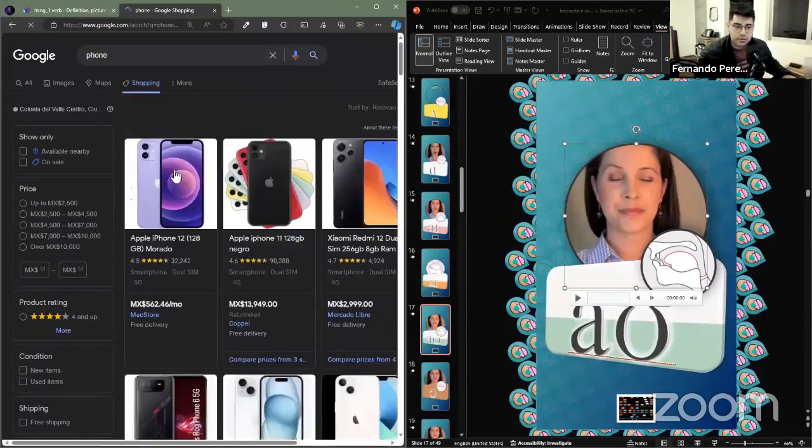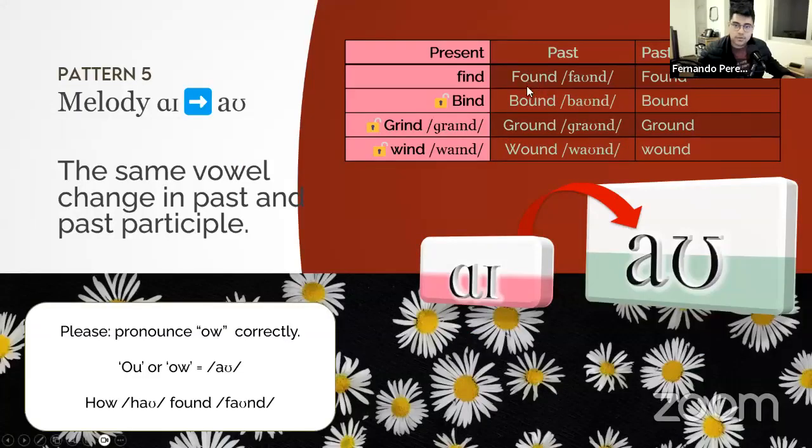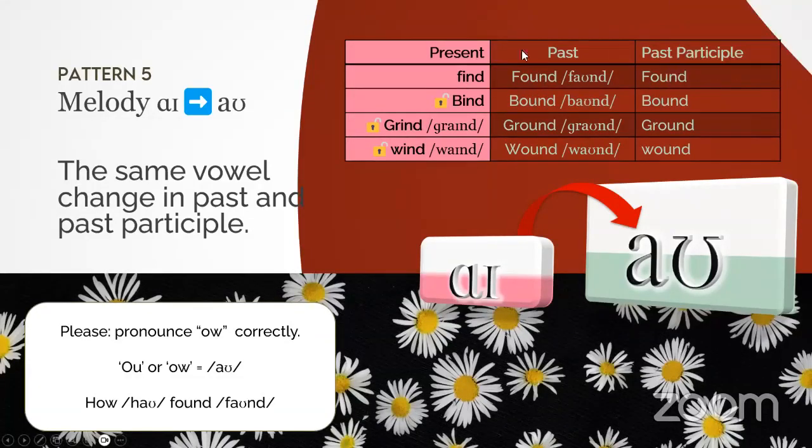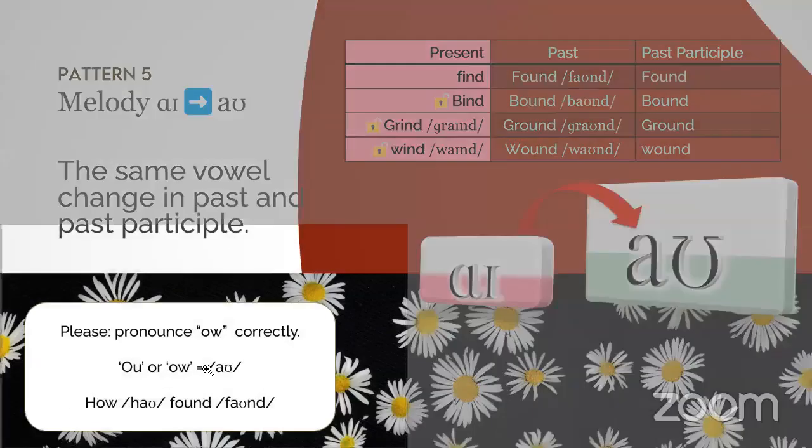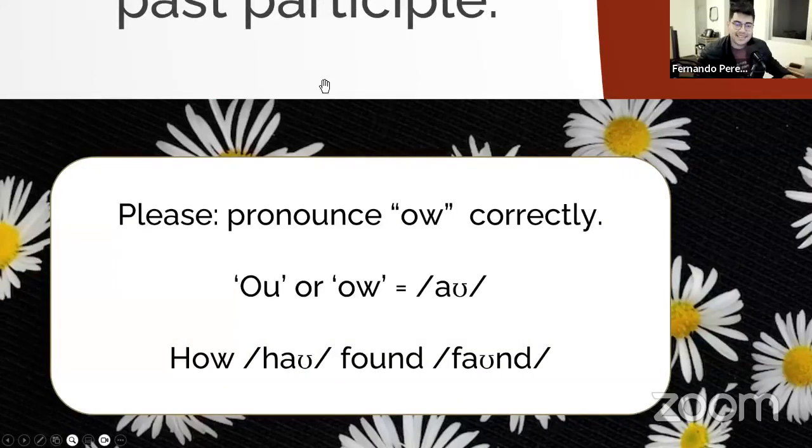This is a phone. This is not phone. This is found. Everybody, find, found, found. Find, found, found. Good pronunciation. That's the most important section of this pattern. When you say the O-W, the pronunciation is never O. The pronunciation should be OW.